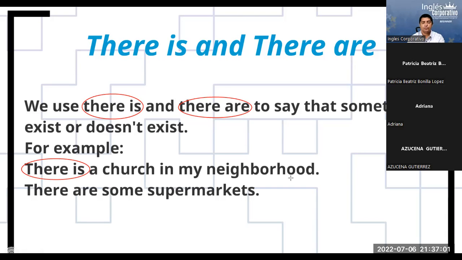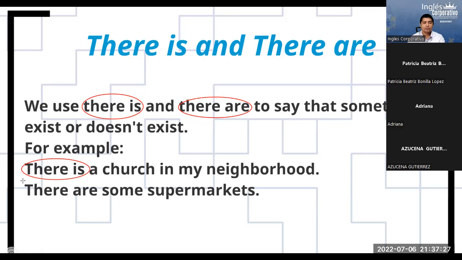There is. Aquí hay una iglesia en mi qué? No sé qué es neighborhood. En mi vecindario. Vecindario, sí. Entonces dice hay. Hay una iglesia. ¿Sí? Entonces estas dos palabras, there is, significan hay, pero es singular.